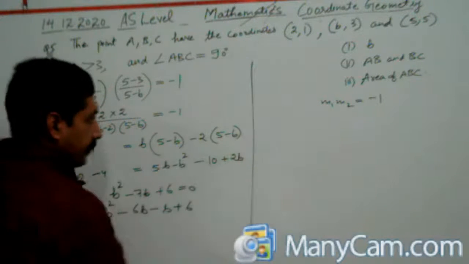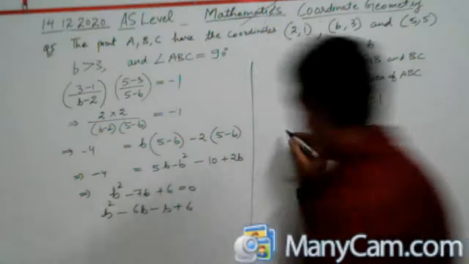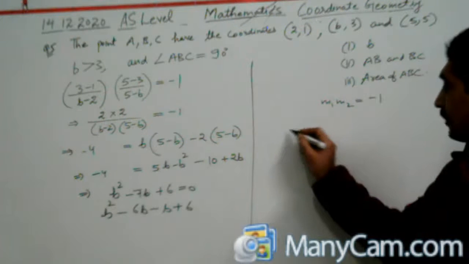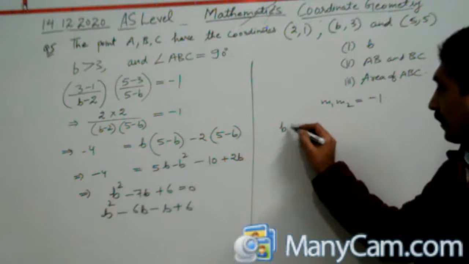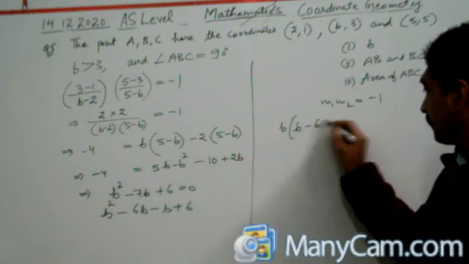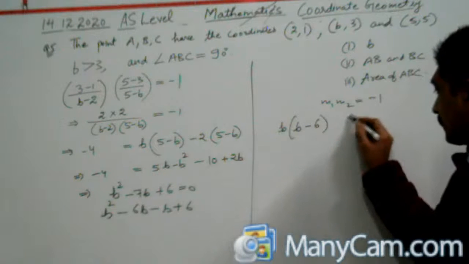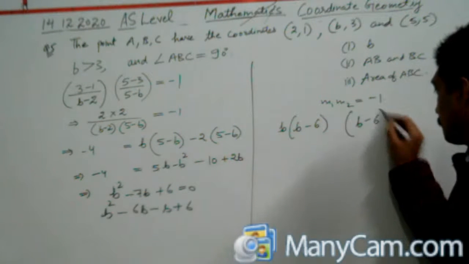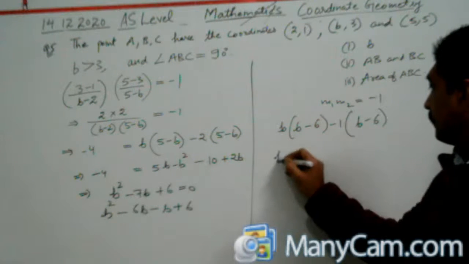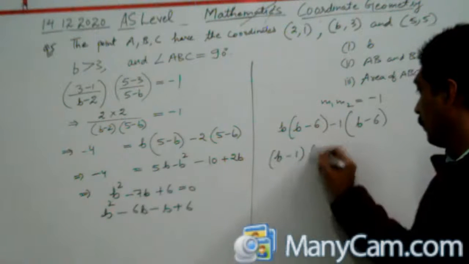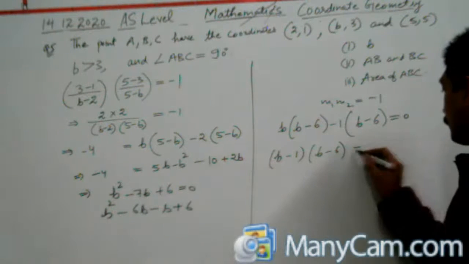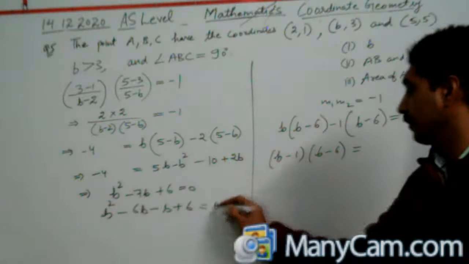So what is the concept here? Here we are taking the two values of b already. Here it is b into b minus 6, and here also b minus 6, and here we will take the value minus 1. So either b is 1 or b minus 6 is equal to 0 here. This is equal to 0, right?